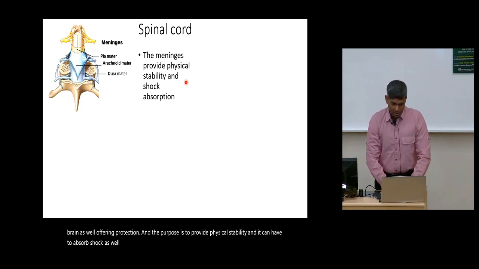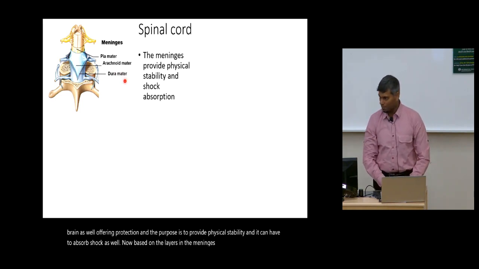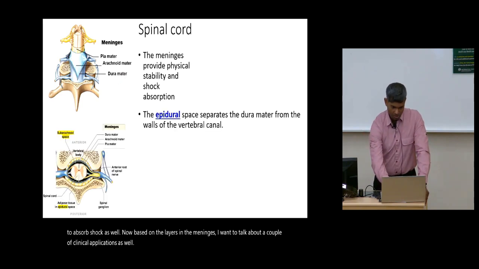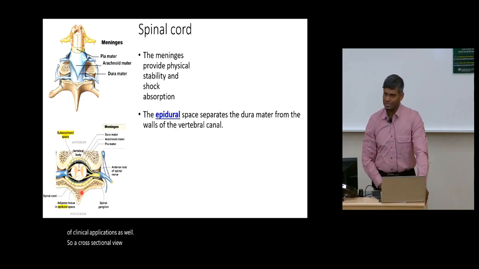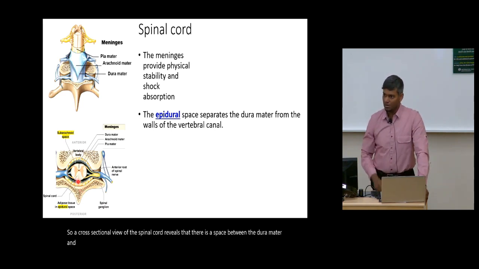Now, based on the layers in the meninges, I want to talk about a couple of clinical applications as well. So a cross-sectional view of the spinal cord reveals that there is a space between the dura mater and the vertebral column.